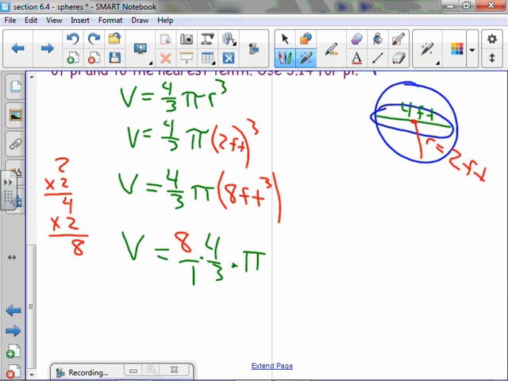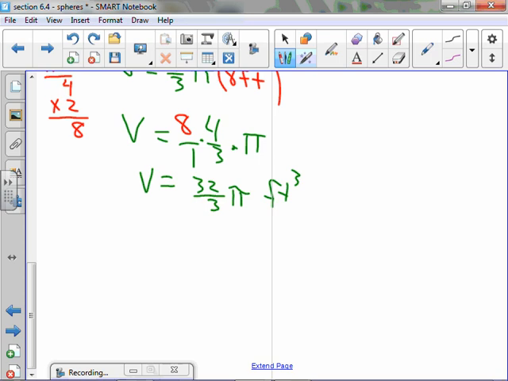So what I will do is I will just multiply across. I get that volume is equal to 8 times 4 is 32 over 3 times pi. 32 over 3 times pi feet cubed.